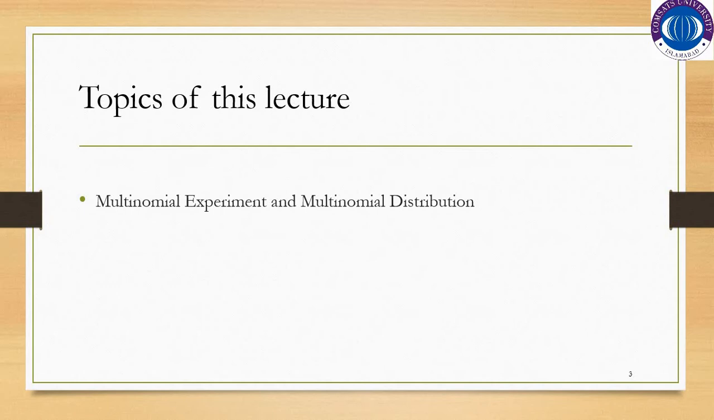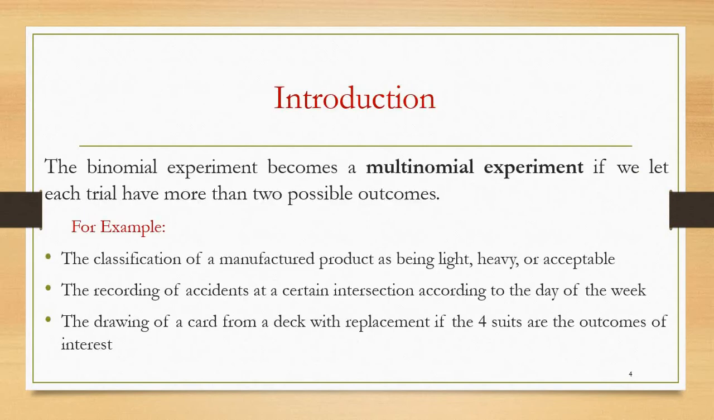The topic of today's lecture is multinomial experiment and multinomial distribution. The binomial experiment becomes a multinomial experiment if we let each trial have more than two possible outcomes. As you know, binomial distribution has two possible outcomes, which we classified as success and failure. Whenever we have more than two possible outcomes in the experiment and the remaining properties remain the same, that the probability of success remains constant, the experiment is repeated a fixed number of times, and each successive trial is independent from the other trial, this is called the multinomial experiment.